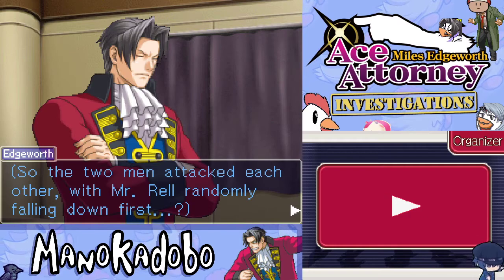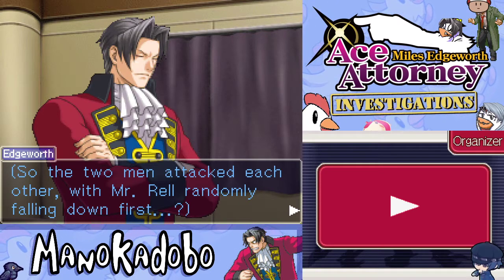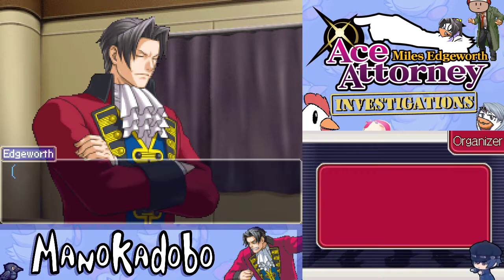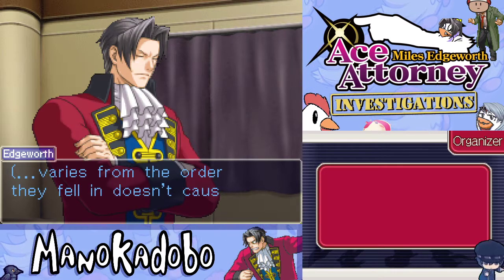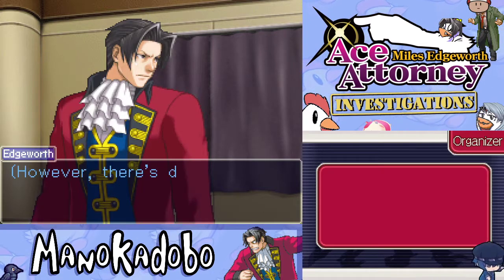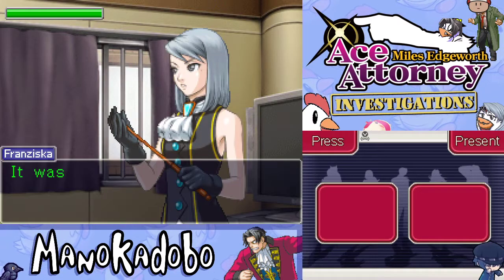Alright, okay, here's how I see it. If it was really at the same time, that can only possibly happen if they were at point blank. There's no gunshot, there's no gunpowder or whatever indicating a point blank shot, so no. The fact that the order they attacked each other in varies from the order they fell doesn't cause a problem for me. However, there's definitely one certain aspect that I'm having trouble swallowing. Phrasing.